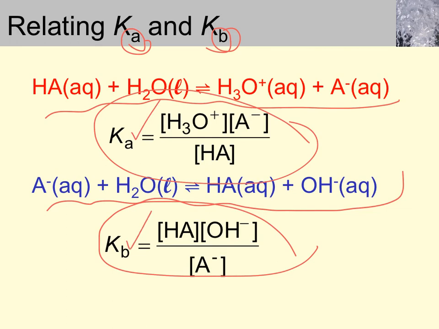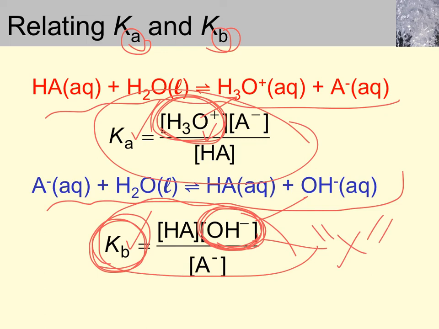Notice that Ka has hydronium ion concentration as a product, but Kb does not. Kb, instead of having hydronium ion in the numerator, has hydroxide ion. That's important because if you're dealing with a base and you have to do an ice table, what your X is going to represent is not the hydronium concentration, but hydroxide. So I'm just kind of planting the seed for now.